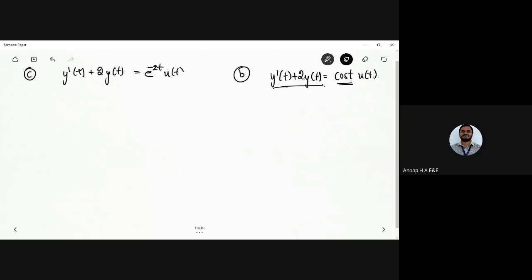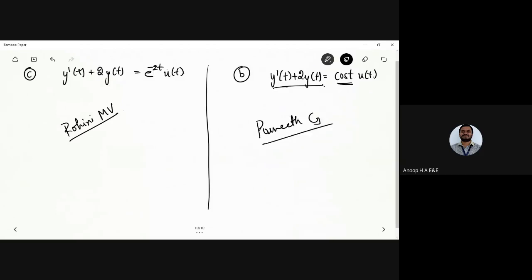The third problem is e power minus 2t into u of t. I'll give the third problem to Rohini, and the second problem I can give to Punit. If Rohini and Punit are not in the meeting, just inform them. The second problem, y dash of t plus 2y of t equals cos t, Punit would be solving today and giving the answer, and Rohini MV will solve the third problem.